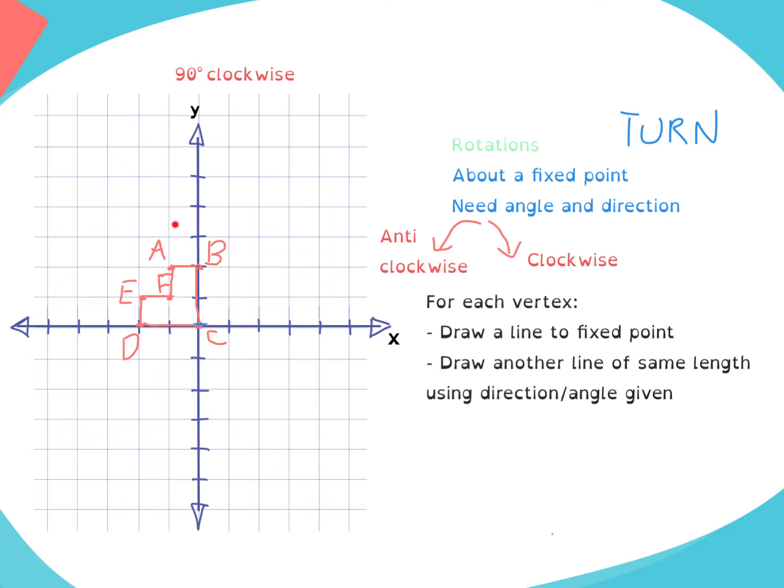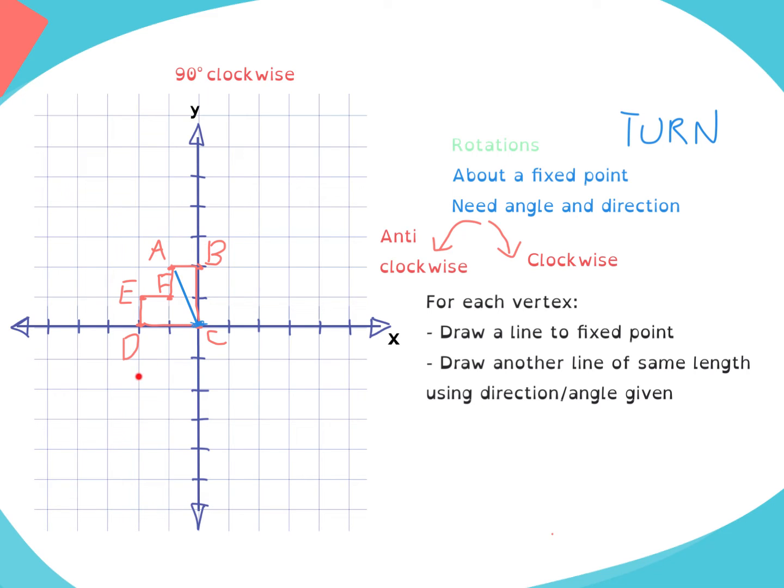What I'm going to do is take this shape here and rotate it 90 degrees clockwise about this point here. This blue point will be my fixed point. So this point won't move when I rotate. So let's do this for each vertex. Let's just start at A. So what I do is I draw a line from A to the fixed point. Then I draw another line that's the same length, but I need it to be 90 degrees clockwise to this fixed point. So I'm going to draw another line that's at 90 degrees.